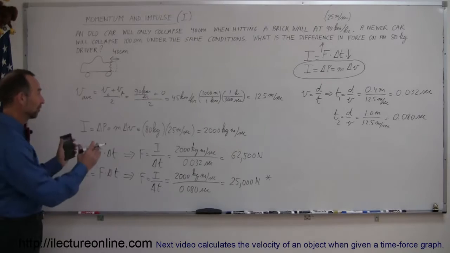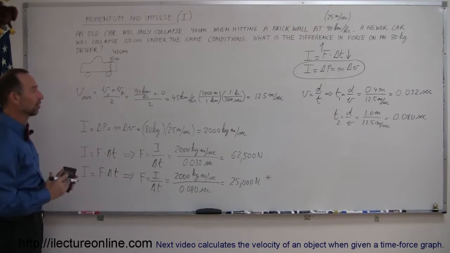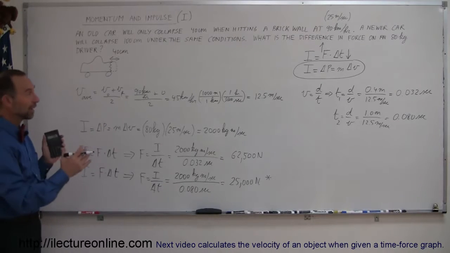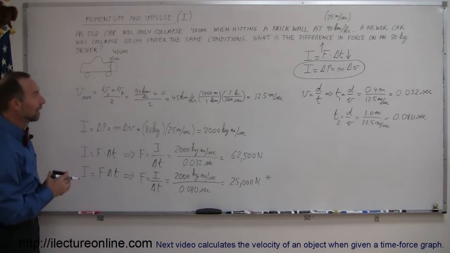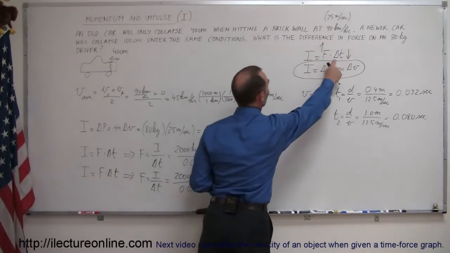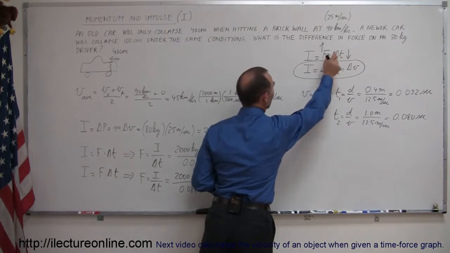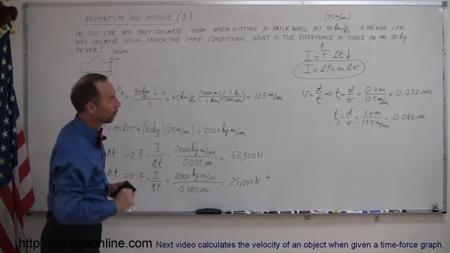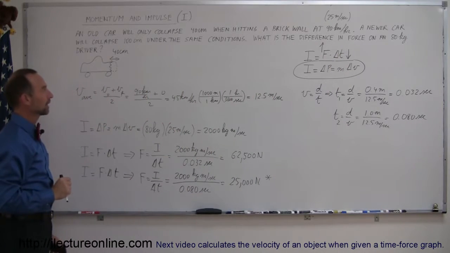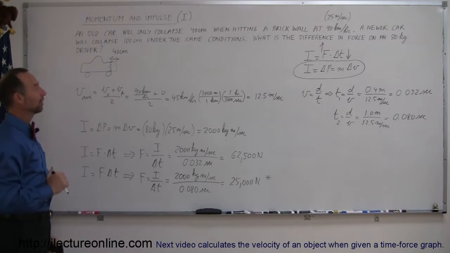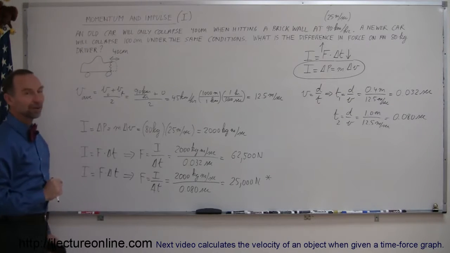A lot less force if you drive a newer car that crumples over greater distance, offering a greater amount of time for the car to come to a stop, and therefore, since impulse is force times delta t, a lot less force because it's distributed over a greater amount of time. Okay, a very practical example of how we use impulse and momentum.